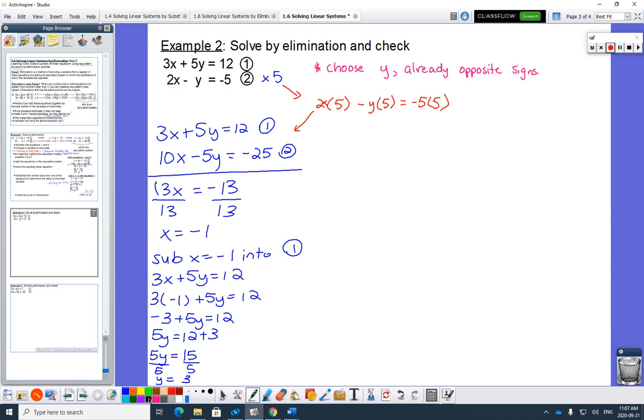Okay, it does say to check. So you do the same thing, left side, right side.